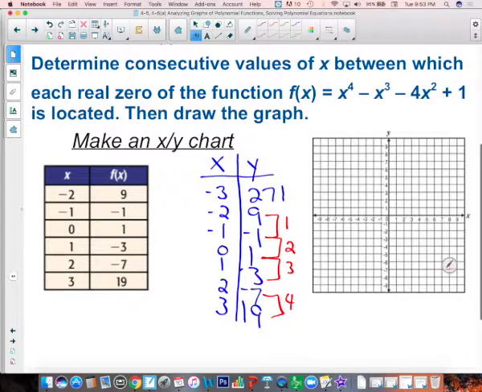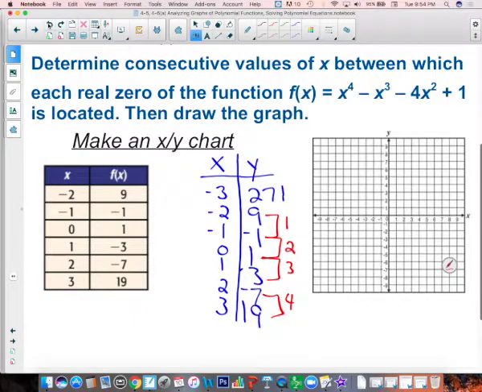Okay, so the location principle says that somewhere in between when it goes from a positive to a negative, there will be a 0. It might be a perfect 0 where it's just a nice number, it might not be. But location principle just says that somewhere in between there is going to be a 0.